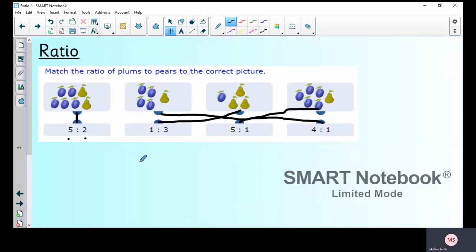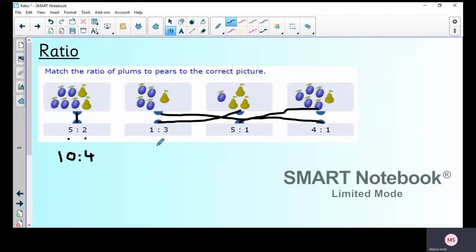Could they be scaled up? Of course. How do we scale up? We make sure that we times all of the ratios by the same number. So here we could times them both by 2. We could double our ratio. 5 times 2 is 10. 2 times 2 is 4. Have a go at doubling all of these ratios.